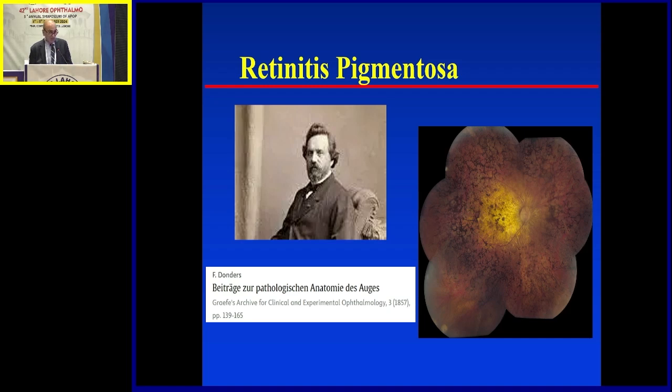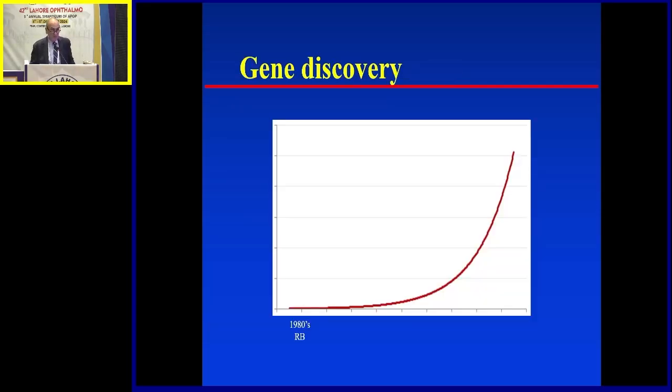And at that point in time, retinitis pigmentosa was thought to be an inflammatory disorder. That's why it's called retinitis, and the pigment was reactive to the inflammation. But later we learned much more. In 1980, we had one gene in ophthalmology, retinoblastoma, and it was not till 1990 that the first gene for retinitis pigmentosa was discovered. That was rhodopsin. And as you can see, the red curve, there's been a dramatic increase in the amount of knowledge that we've had over the years.